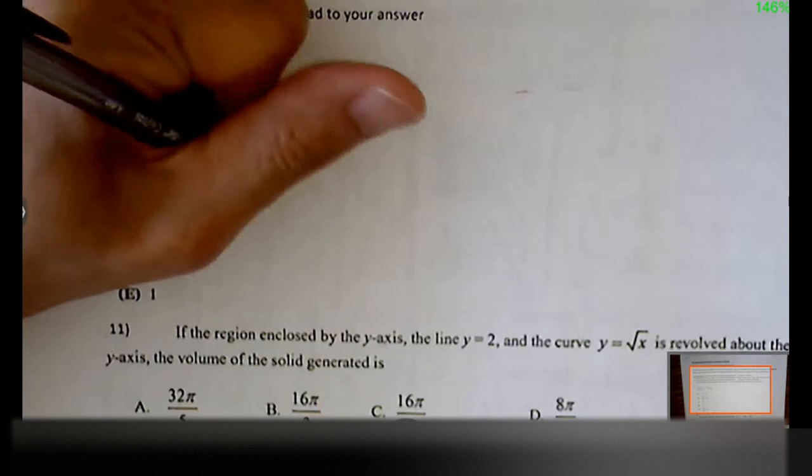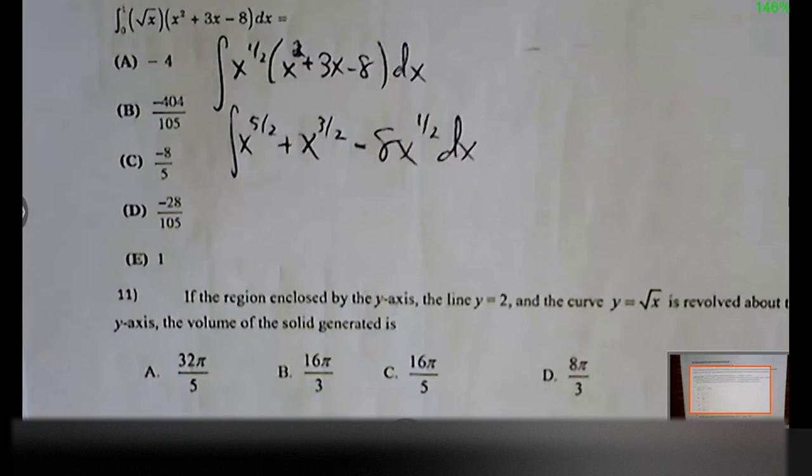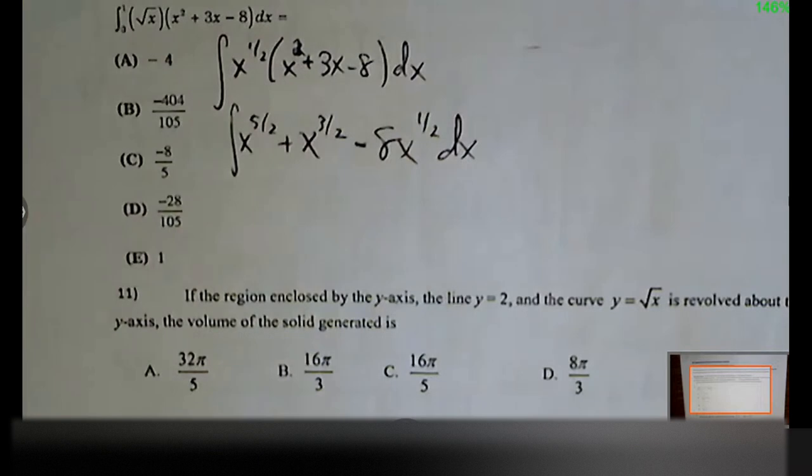Multiply bases by adding exponents. 2 plus 1 half is 1 half plus 4 over 2, which is 5 over 2. 1 plus 1 half is 3 halves. And then minus 8x. We have to resolve all those because if we want to do power rule, we have to have all of our conditions met, right? No parentheses, no radicals, no variable in the denominator, everything nicely separated. Now we can do power rule. Add 1 to the exponent divided by that new exponent.